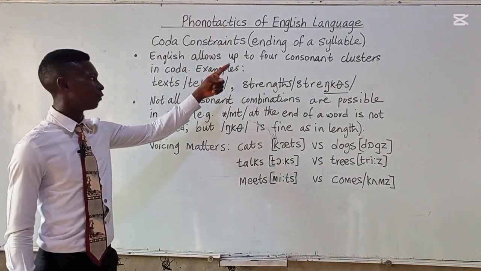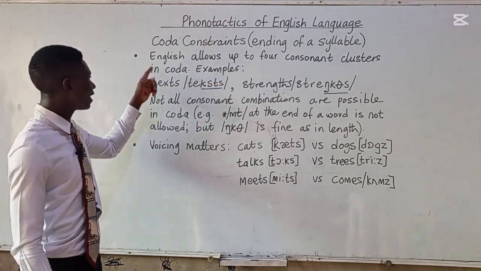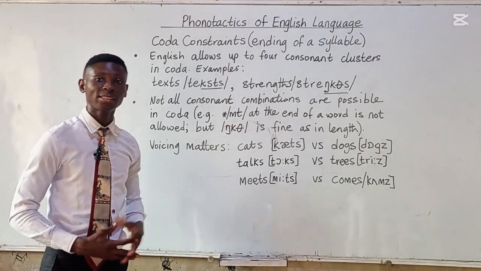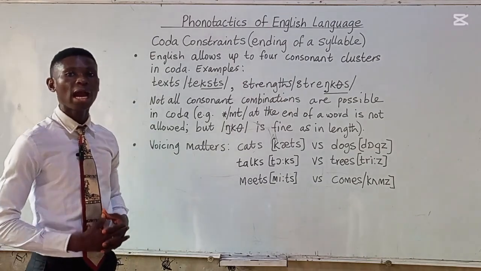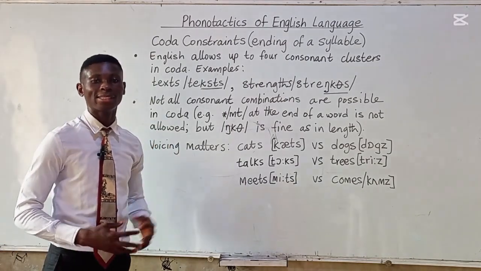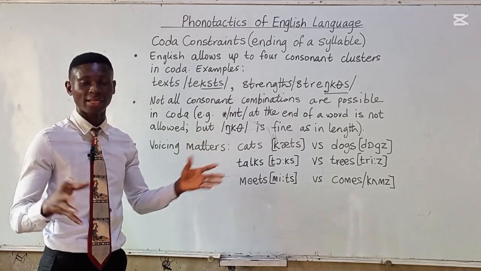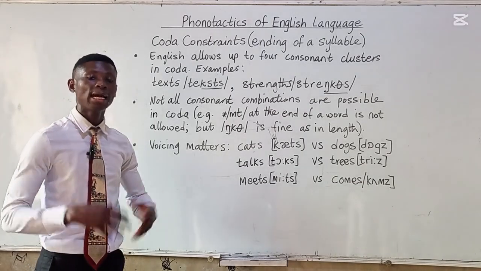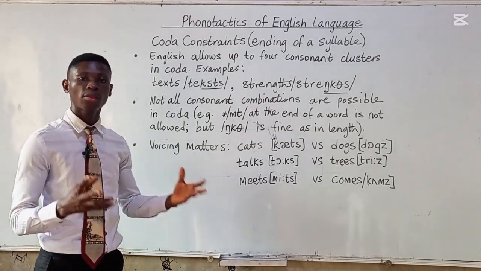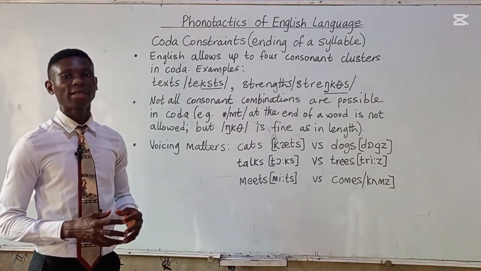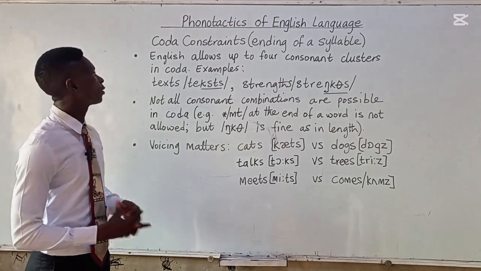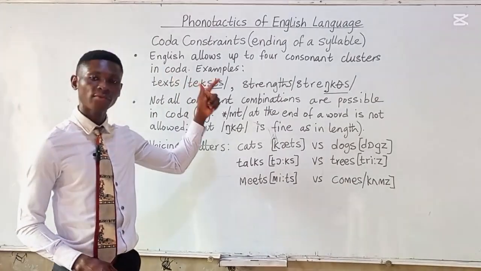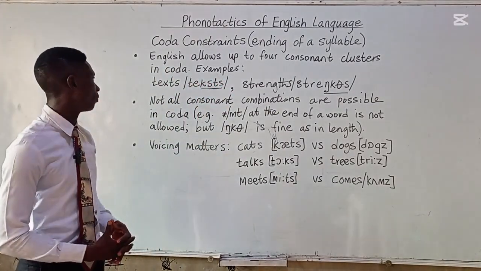English allows up to 4 consonant clusters in the coda. So at the level of the coda in a particular syllable, we can only have 4 consonant clusters. That is 4 consonant sounds at the same position. We cannot have more than 4. We can't have 5, but we can have 4, 3, and 2. So that is the major rule when it comes to the level of the coda in a syllable.